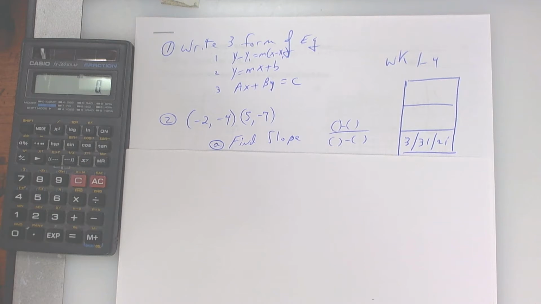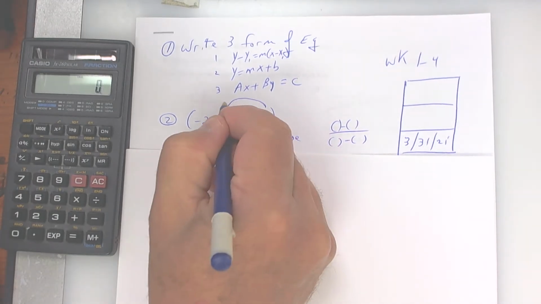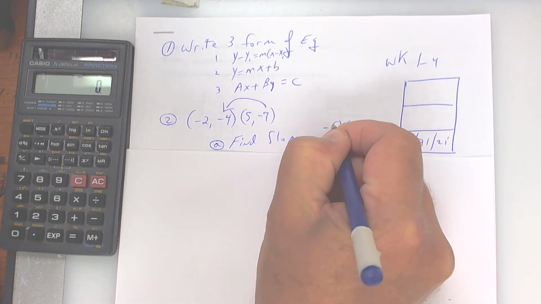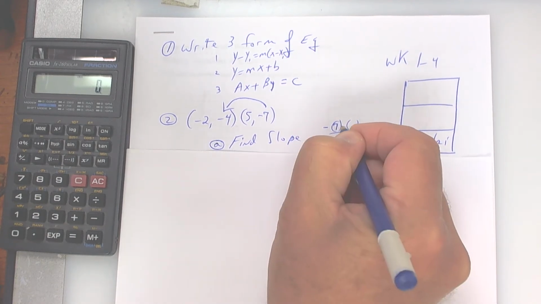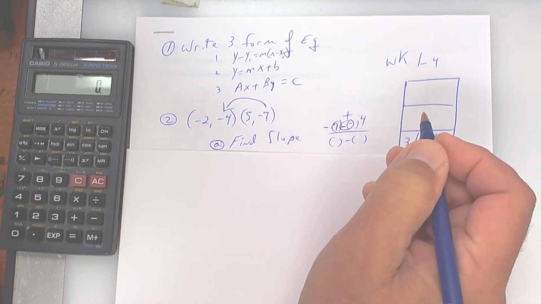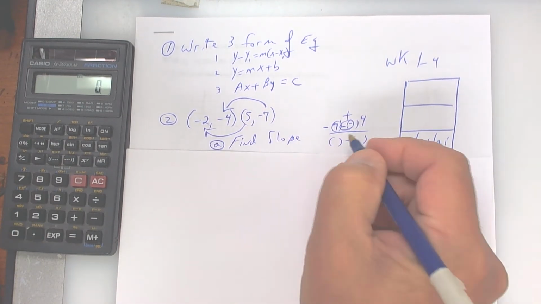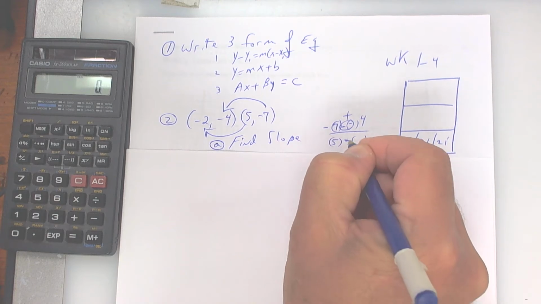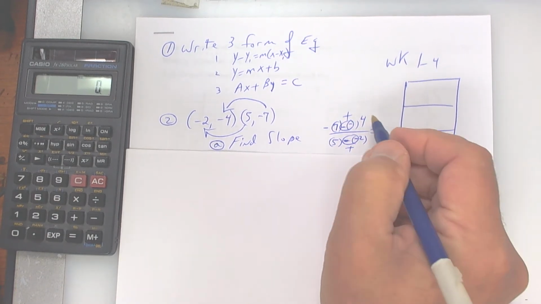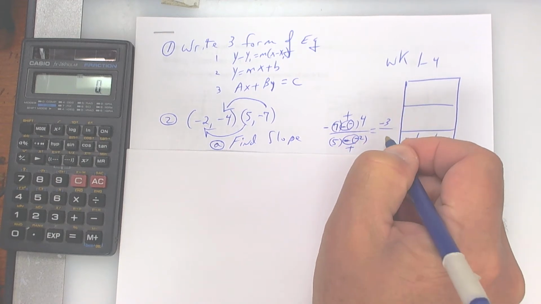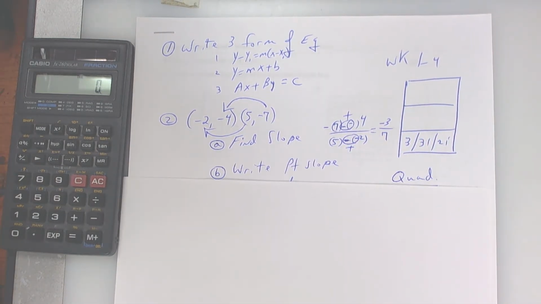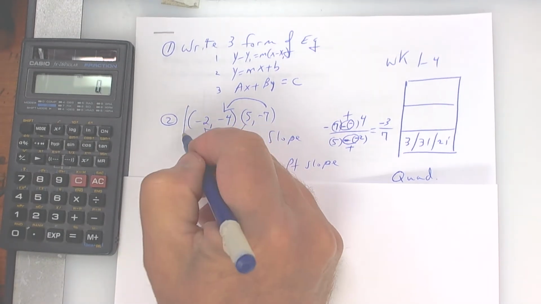It says find the slope. Well, the slope is your y's go on top, the second one. So it's going to be a -7 minus a -4. That becomes a plus. Down here, it's going to be 5 minus a -2. That becomes a plus. So the slope here is going to be -3/7. That's your slope.